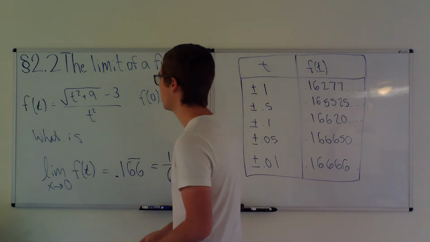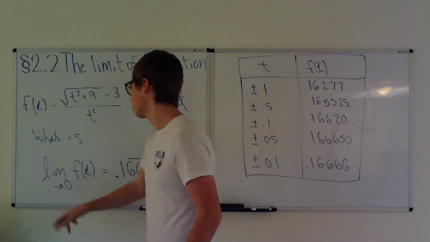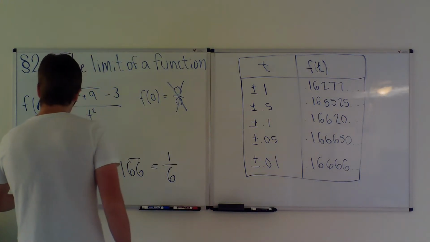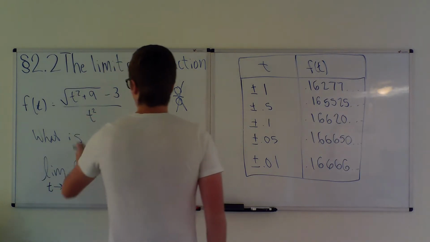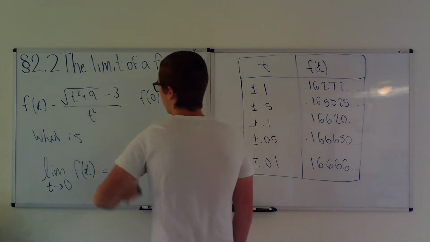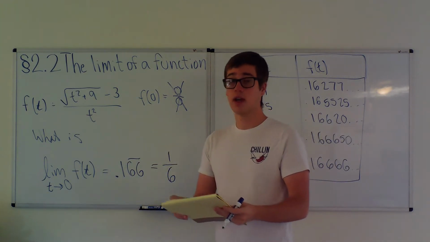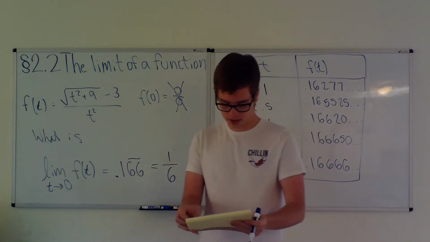So the limit as t approaches 0, I had x this whole time, it's t, of the square root of t squared plus 9 minus 3, over t squared, is equal to 1/6. So now we're going on to one-sided limits.